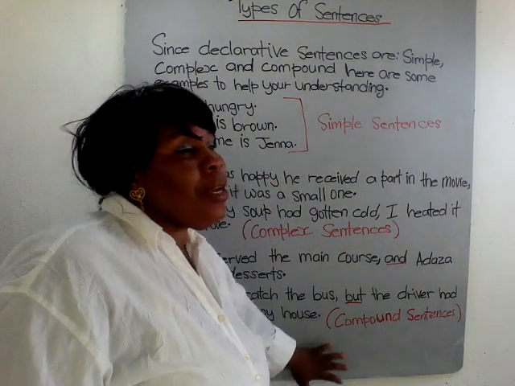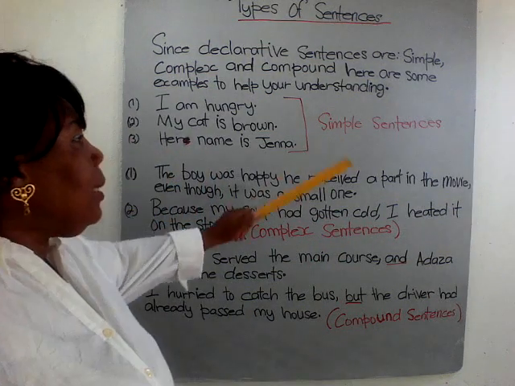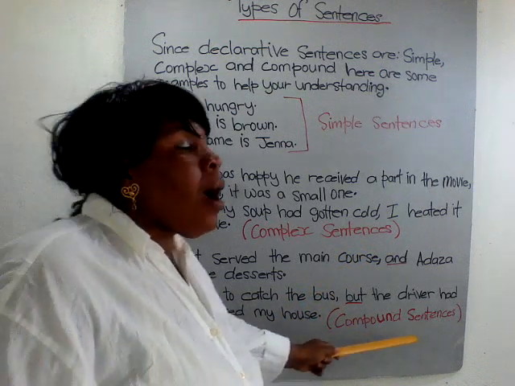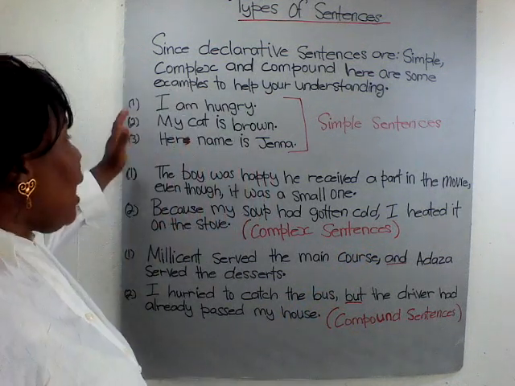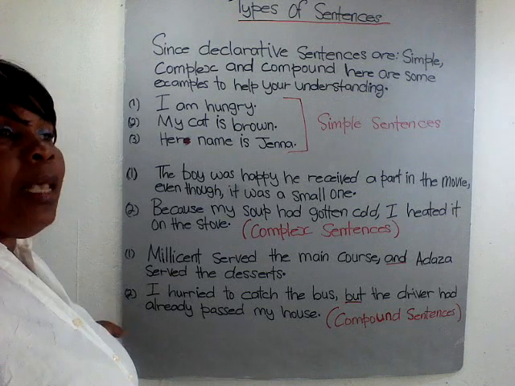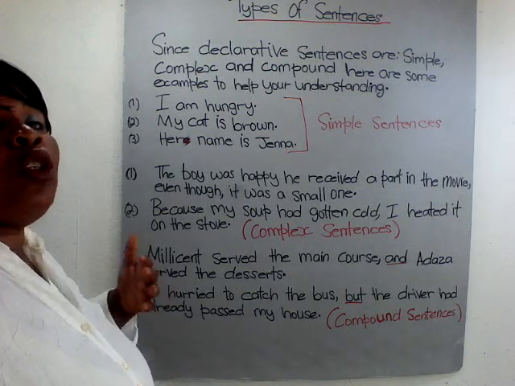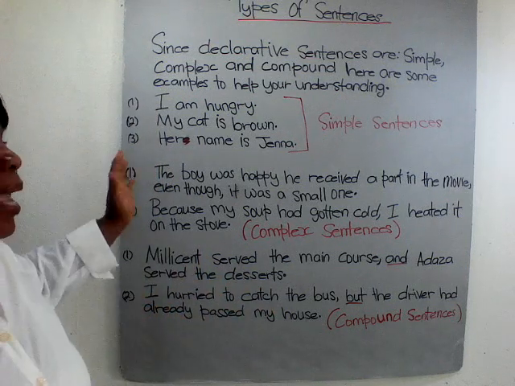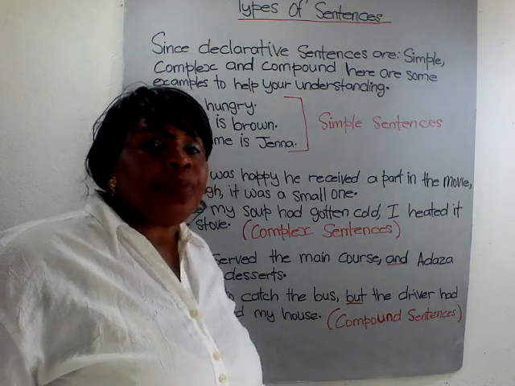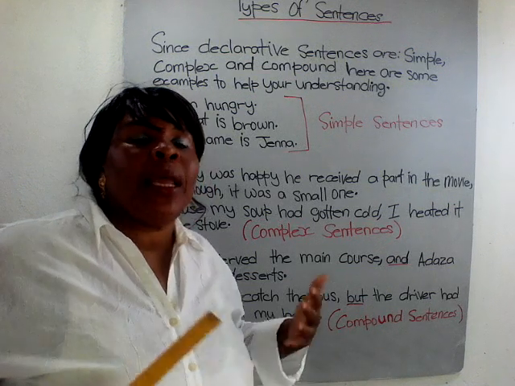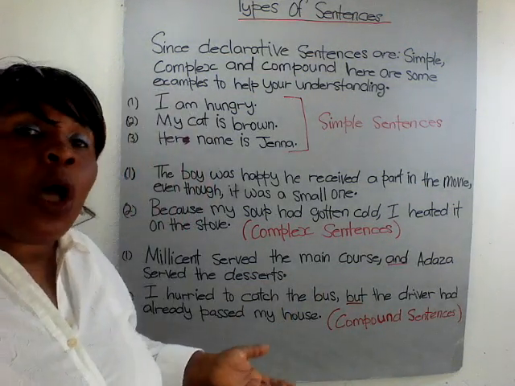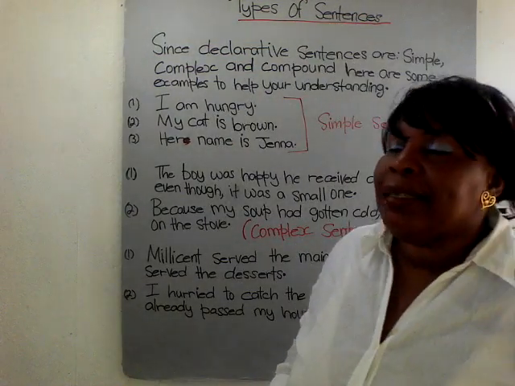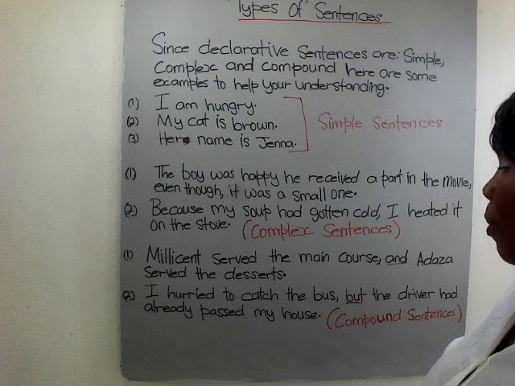So here are three different examples that we have here: simple sentences, complex sentences, and compound sentences. Take a good look at these sentences and familiarize yourself with them. They might not be the exact same words, but they are similar, so you can know what they are if you encounter them in your exams, or in your class test, or if you're asked to write them out.